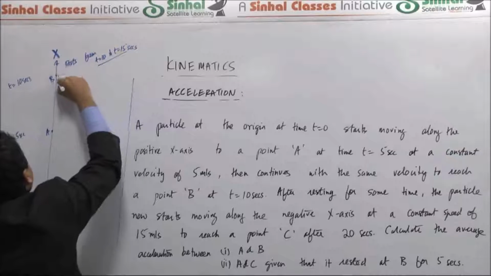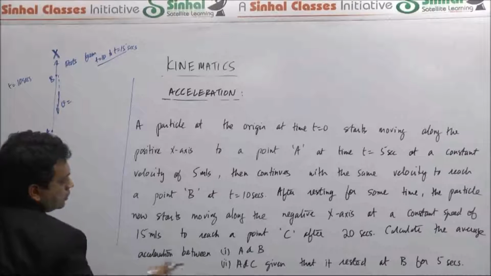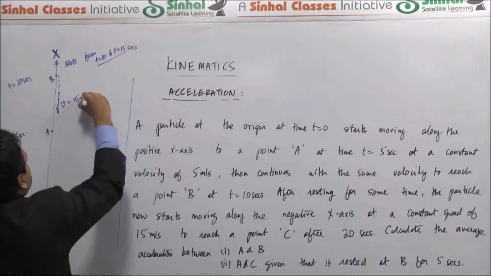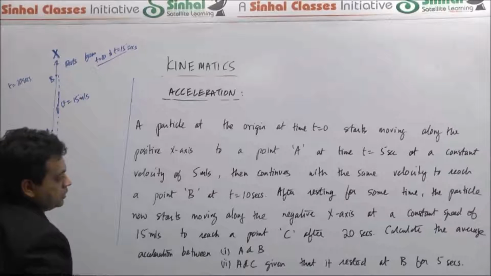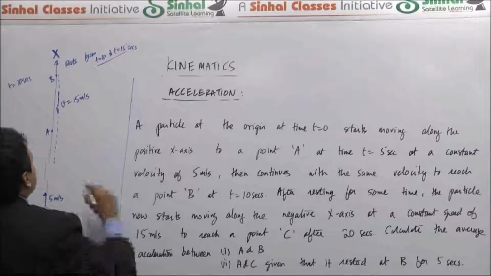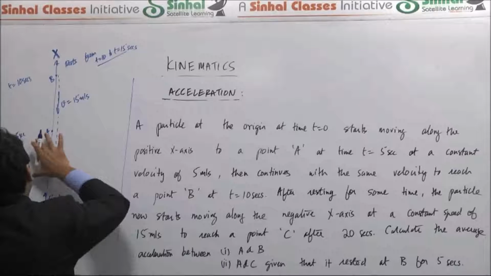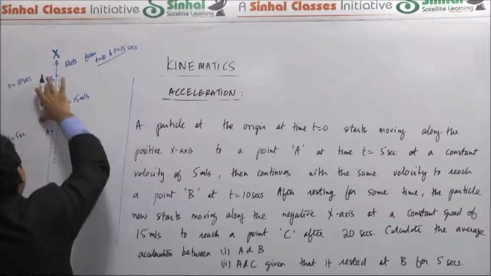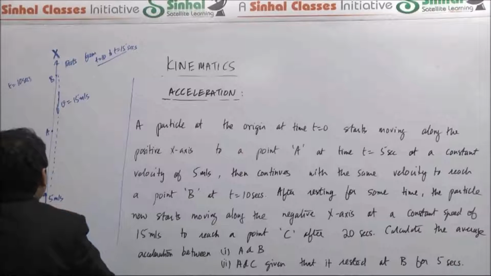Okay. Then it turns back and it has a velocity of 15 meters per second along the negative x direction, and it reaches the point C after 20 seconds. So it would reach C at precisely 35 seconds, and it would cover a certain distance. So let's say this distance is 25 and this is 25, so that's 50.